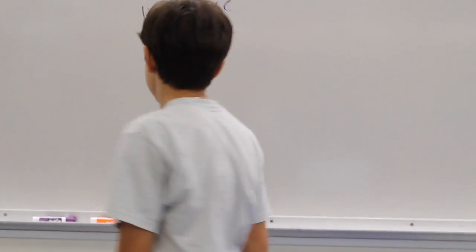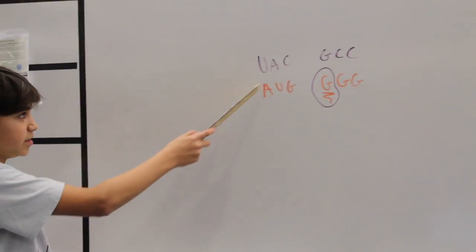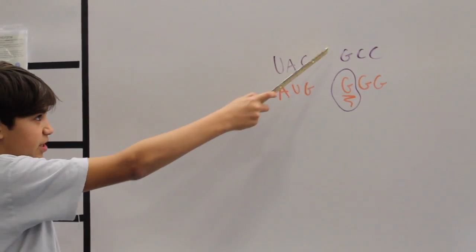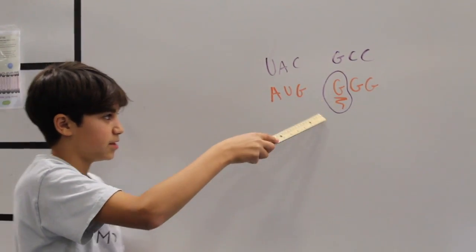Mutation can harm or benefit the gene or chromosome that has mutated. For example, a mutation would be if a U is an A, A is a U, C is a G, and G, if it stayed the same, that would be called a mutation.